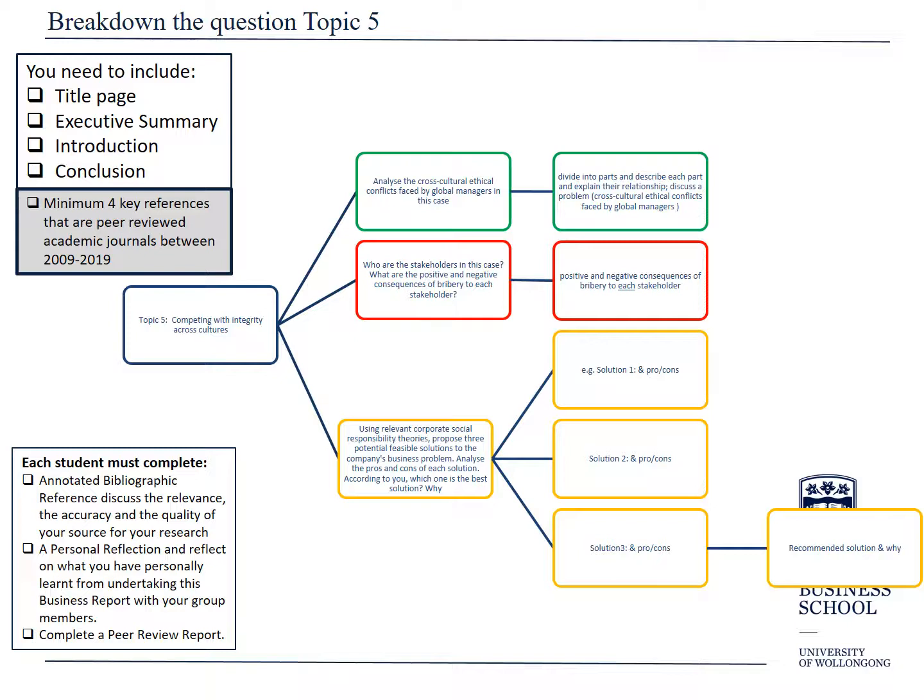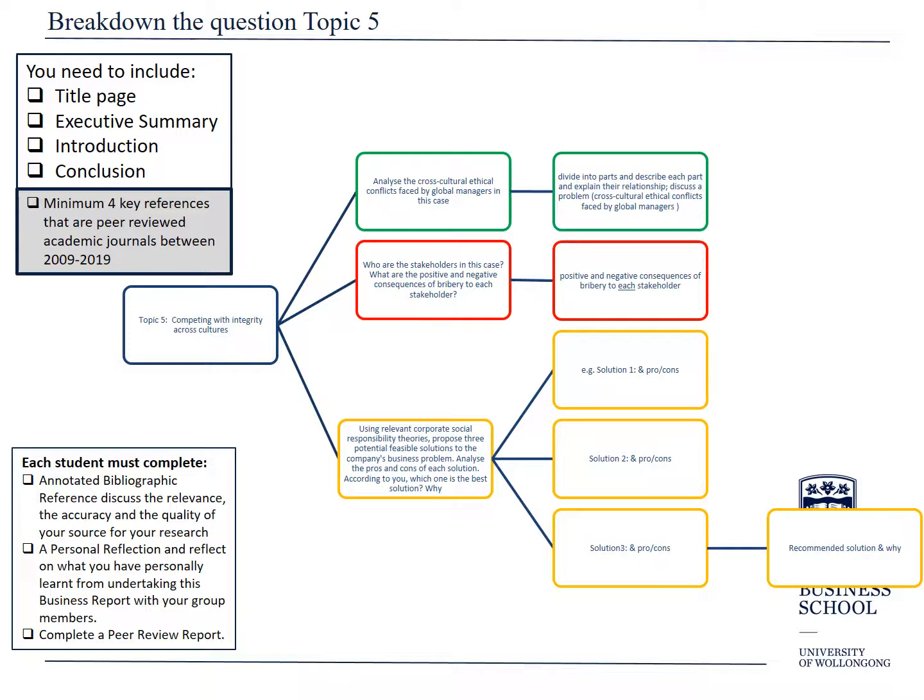The next part of the question that we're being asked to answer is we need to identify who are the stakeholders in this case, what are the positive and negative consequences of bribery for each stakeholder. So for this part, we need to provide those positive and negative consequences of bribery and link it to every stakeholder that we've identified.